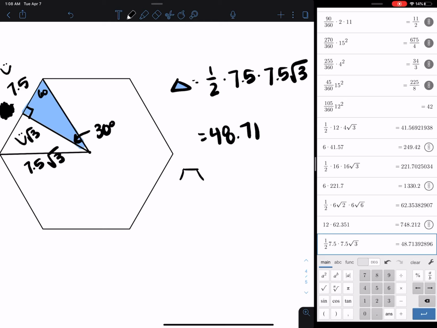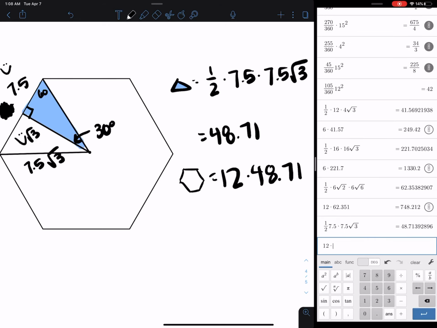And then we want to find the area of this hexagon. So we do 12 times that because we have 12 of those little blue triangles. So we do 12 times 48.71. So the area of this hexagon is 584.52.